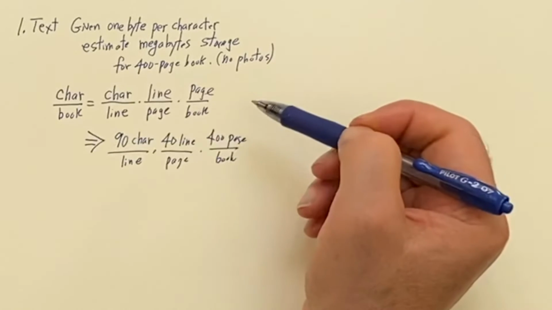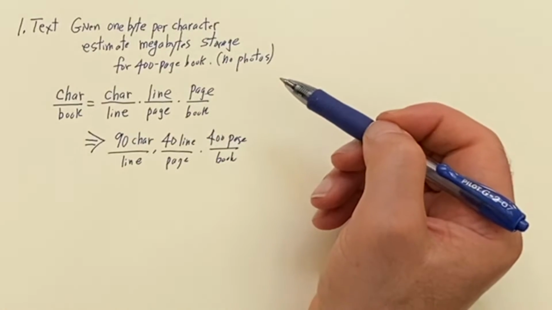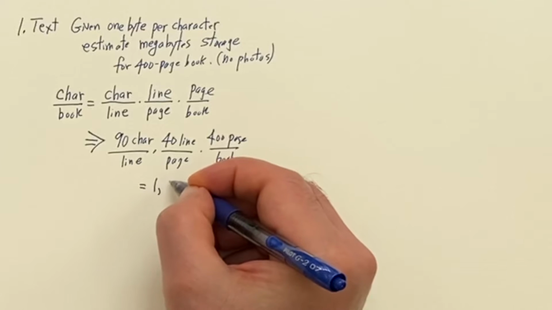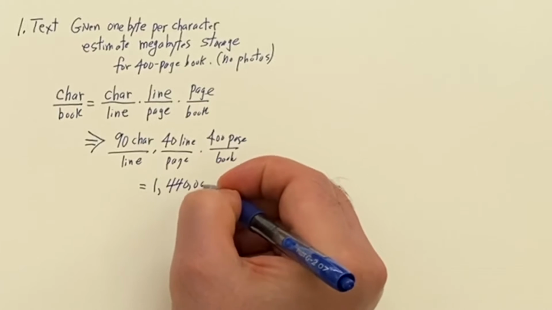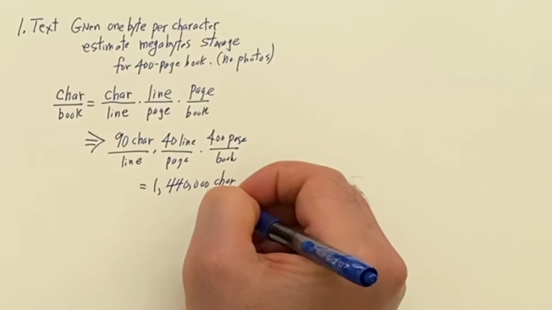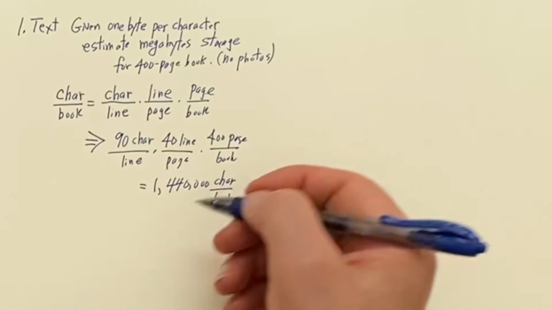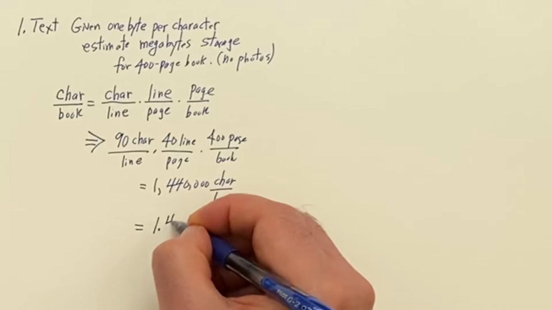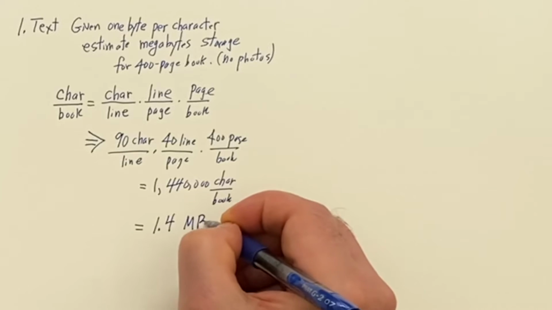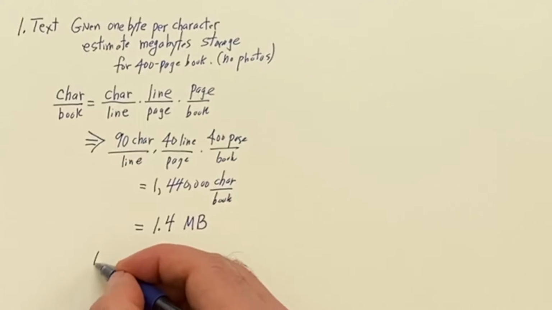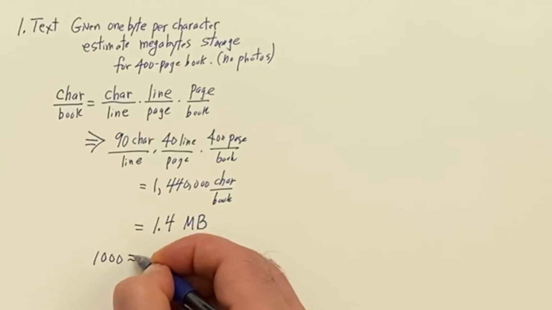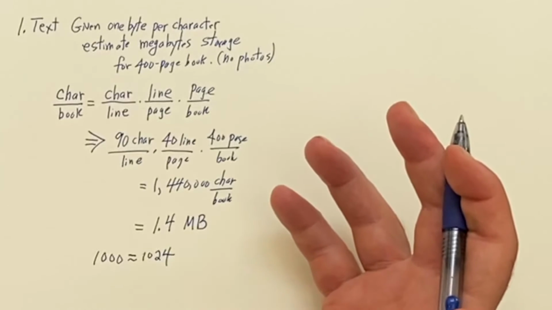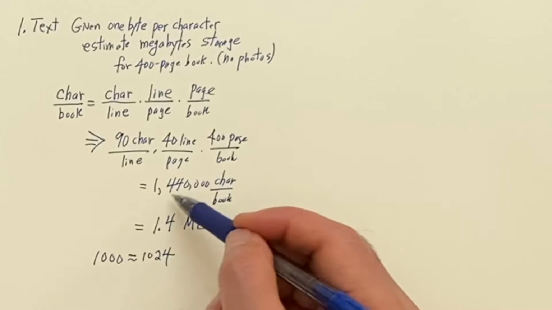All right, so with the numbers in there like that, you're going to multiply this out with a calculator, and you're going to get 1,440,000 characters per book, and each character is a byte. So really, this is basically 1.4 megabytes. Right. Now, when I do estimates, I'm not going to worry about 1,000 versus 1,024. Sometimes I'll put it in if I want to be a little more precise. But if I'm doing an estimate like this, I'm not going to worry about it.